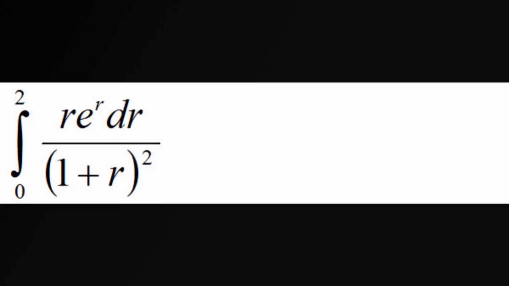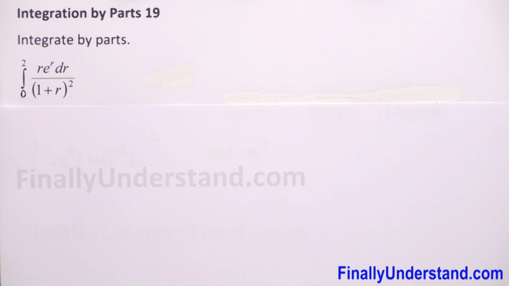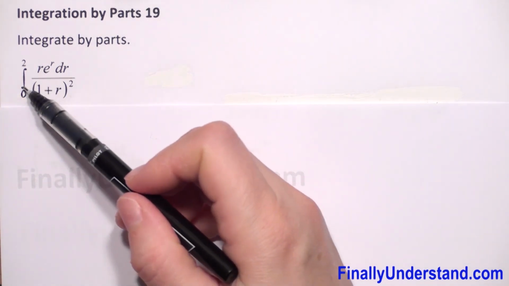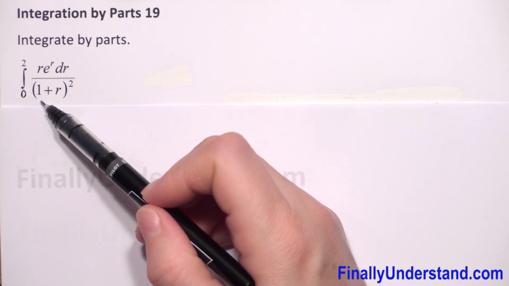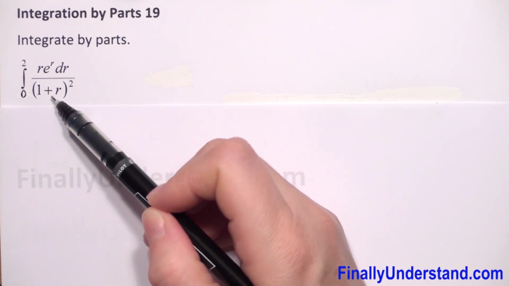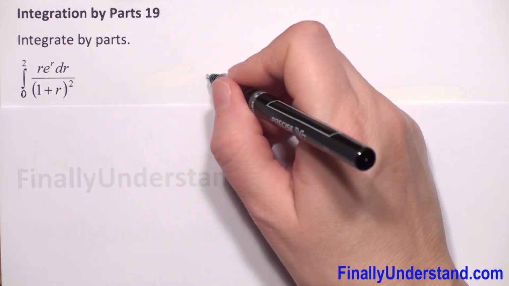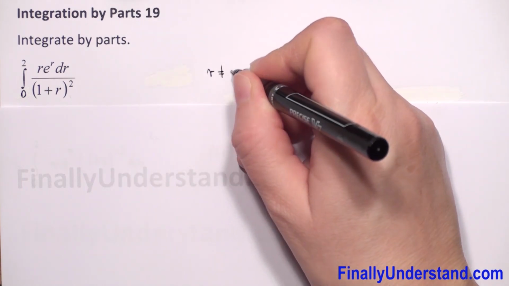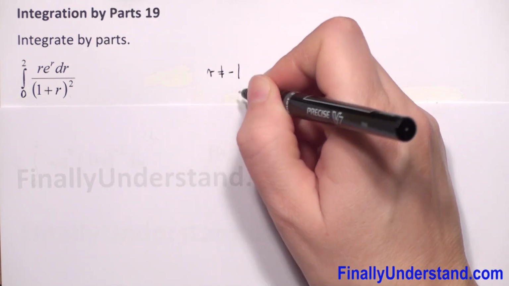We have a definite integral. So when we have a definite integral, what is the first step we have to do? We have to check if our function is continuous. So we need to check the domain of our function first, because we have here in the denominator 1 plus r, we cannot have 0 in the denominator, so r must be different than negative 1.